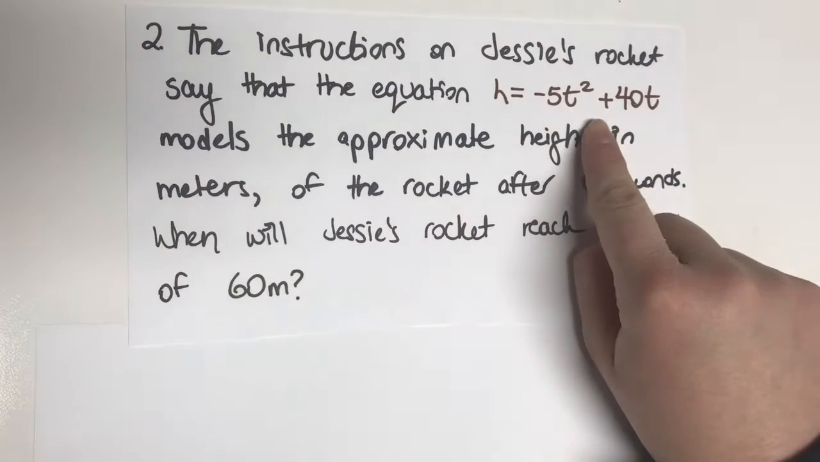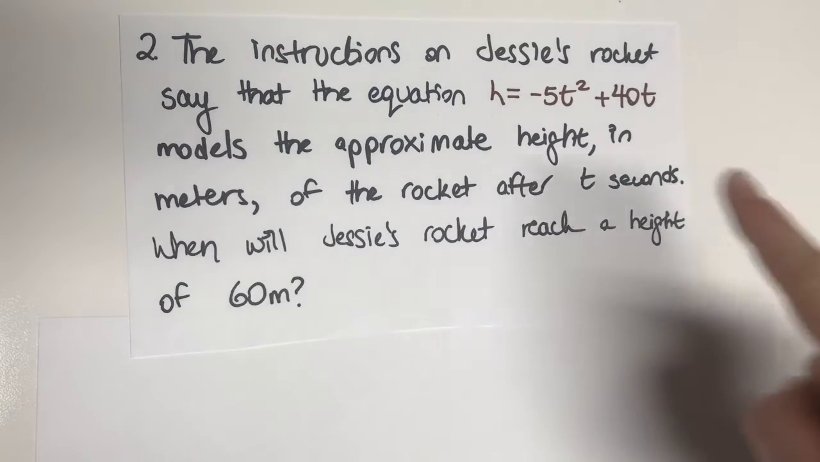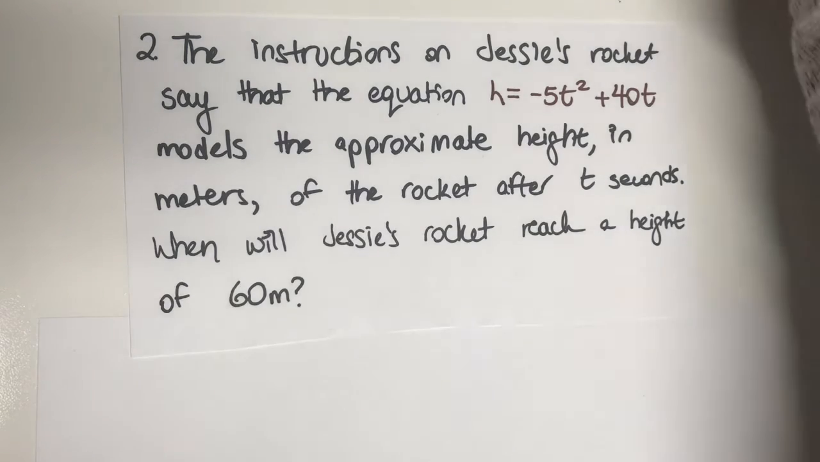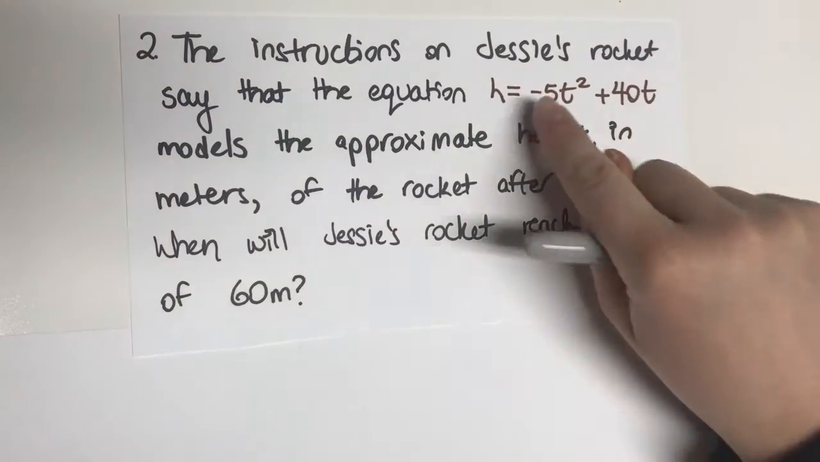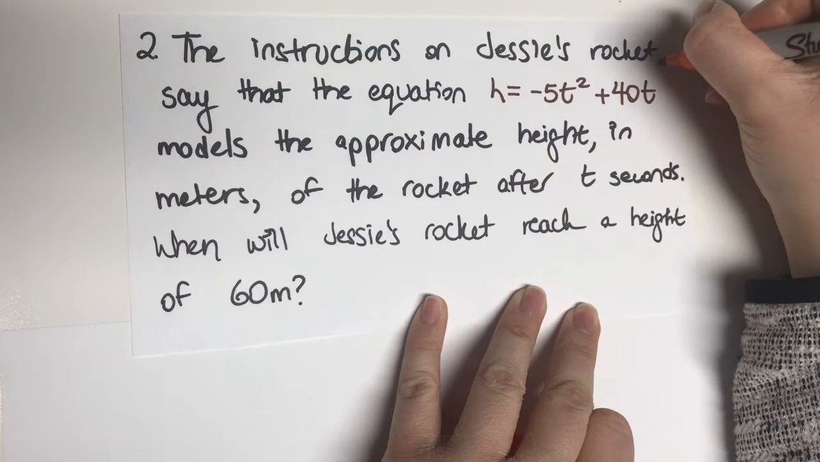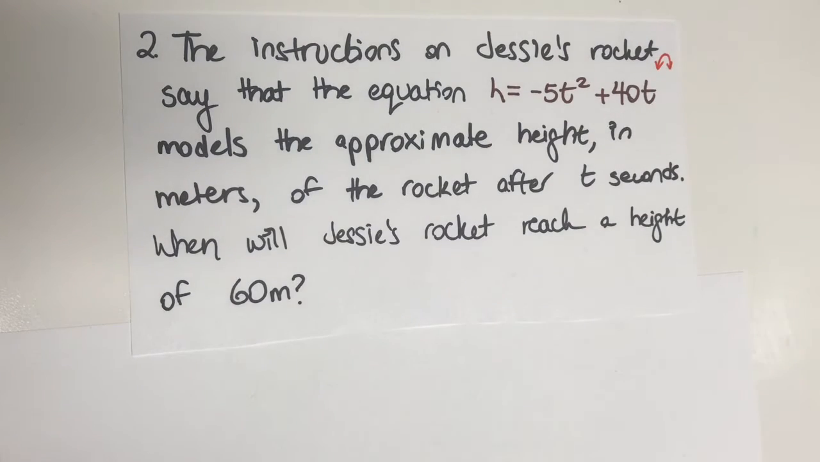So this is my equation that's representing the path, the parabolic path of the rocket. I know that it's going to be facing downward because this value here is negative. We learned that so long ago, so it's going to look like this. I know that. And it's asking when is it going to have a height of 60 meters.